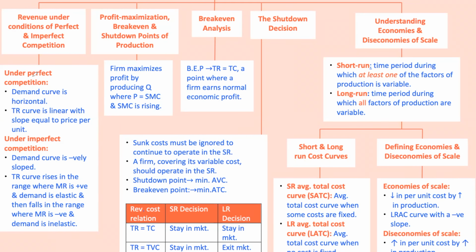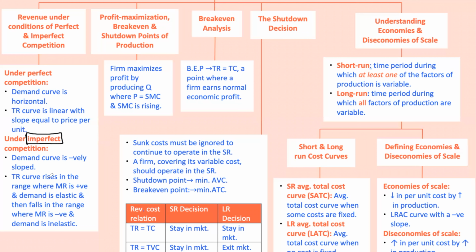In a perfectly competitive market, a firm maximizes profit by producing where its marginal cost equals the market price. This is because in perfect competition, firms are price takers and can sell as much as they want at the market price. So the firm maximizes profit where price equals marginal cost, and marginal cost is rising. At this point, the cost of producing an additional unit is exactly covered by the revenue from selling that unit.